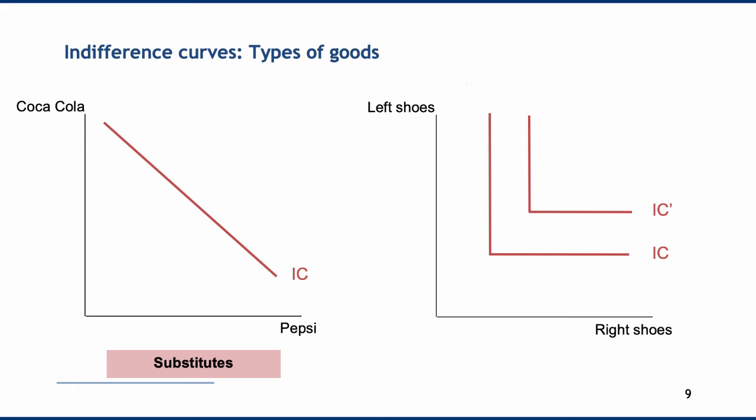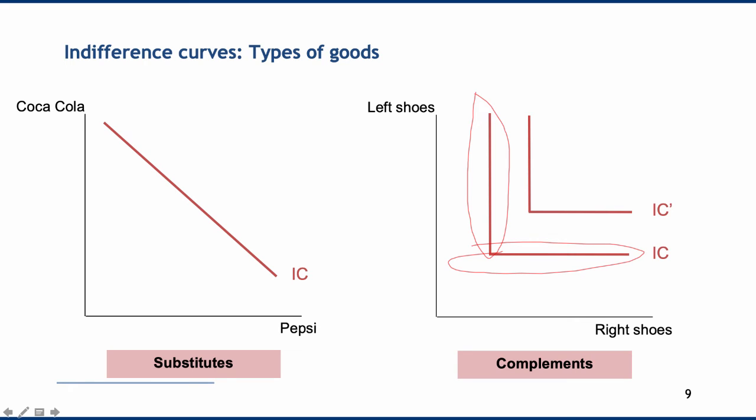This does violate the more is better assumption because it implies that we have this range where we only care about right shoes, or similarly this range where we only care about left shoes. But that's because these are particularly unique goods. We call them perfect complement goods.